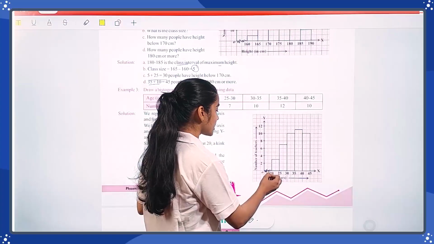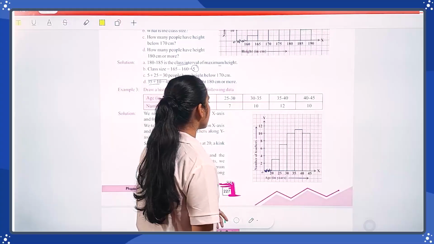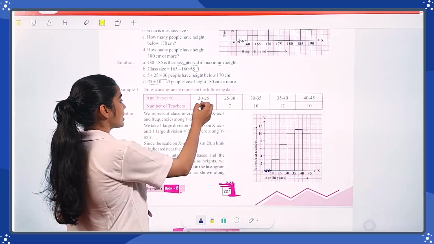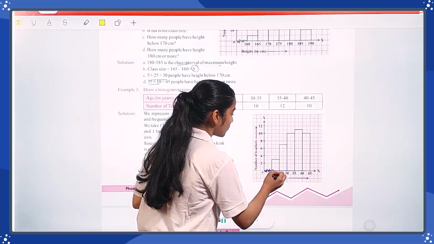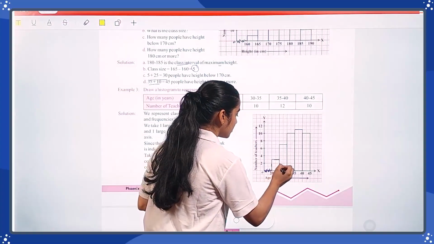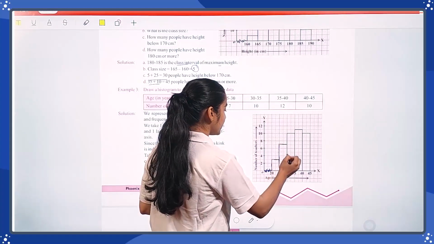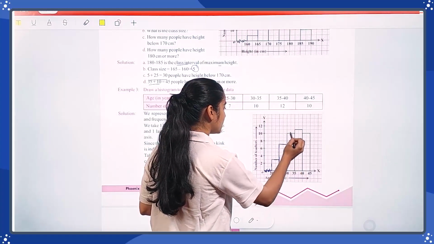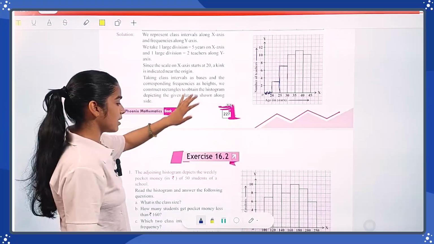That's why we make a tick here, which is called a crisscross sign as well. Now you can simply represent your data. So how many teachers are live between 20 to 25? 3. So between 20 to 25, you have to make a bar till 3. Then 25 to 30, make a bar till 8. In 30 to 35, you can make a bar till 10. So in such a way, you can continue your bar graph and make it.